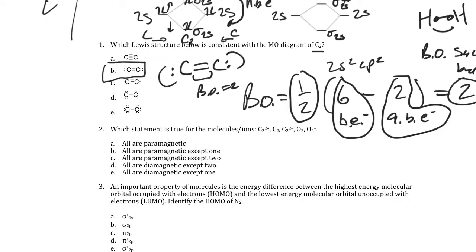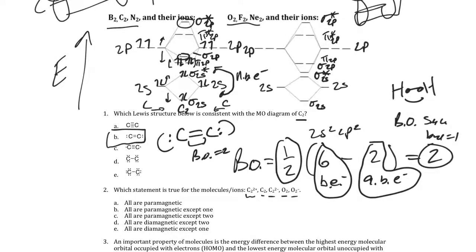Let's look at another question, number 2. Which statement is true for the molecules or the ions C2 2+, C2, C2 2-, O2, O2-? Okay, so for these, if you imagine taking 2 electrons off of C2 to go to C2 2+, we're going to take the last 2 electrons out. So we're going to take these 2 electrons here away. We're going to have the pi 2p now with just 2 unpaired electrons. And so anytime we have 1 or more unpaired electrons, then that molecule would be paramagnetic.